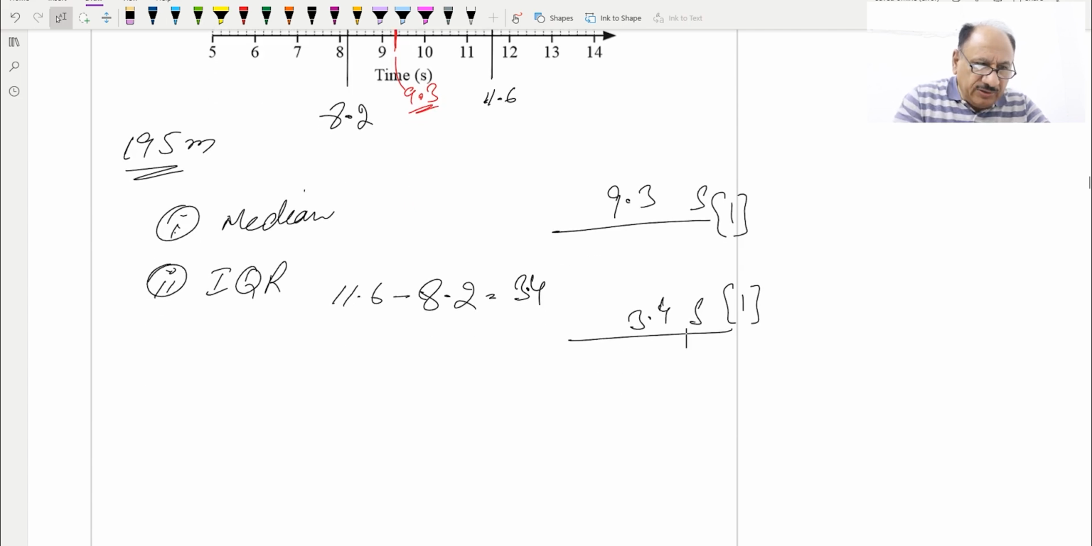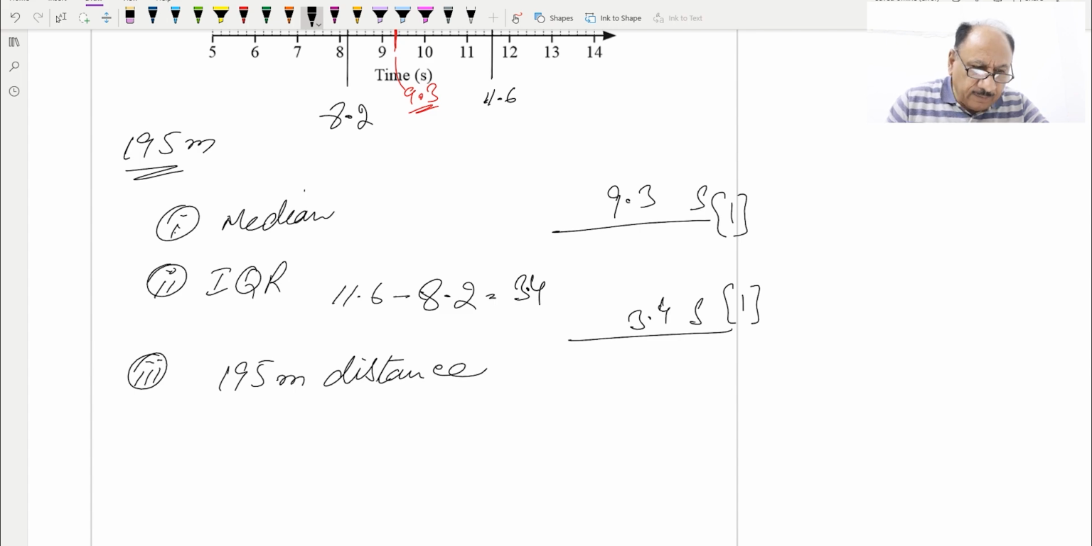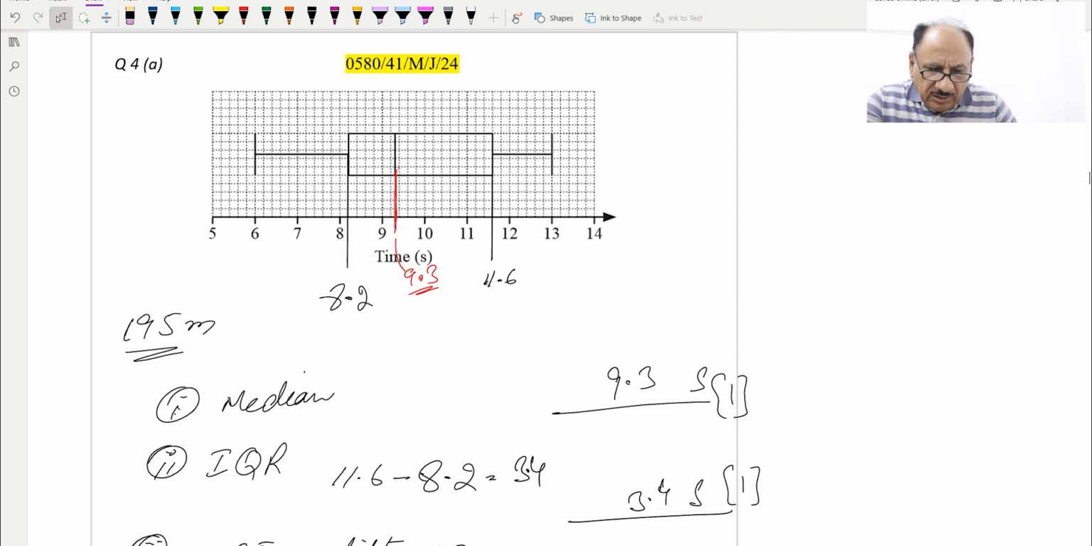Now the third part says find the difference between the average speed of the fastest car and the average speed of the slowest car. So we know that for the third part, 195 meters is the distance which the cars are covering. So how much time are they taking? The maximum time which a car is taking is 13 seconds.